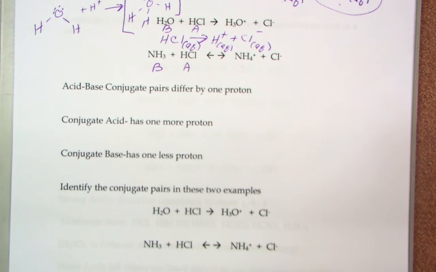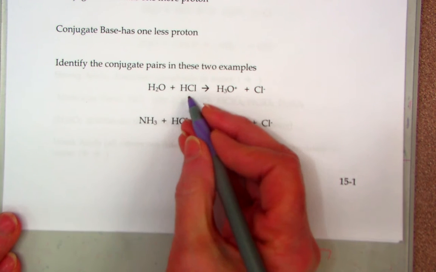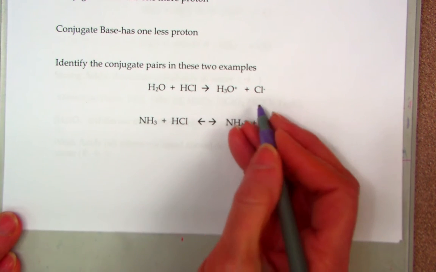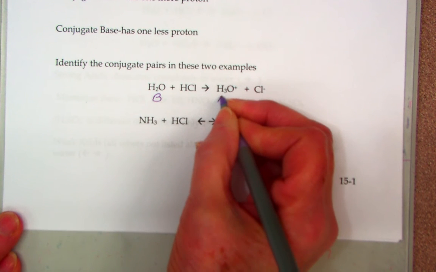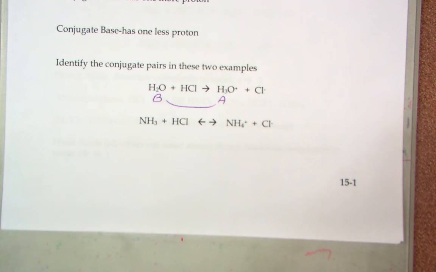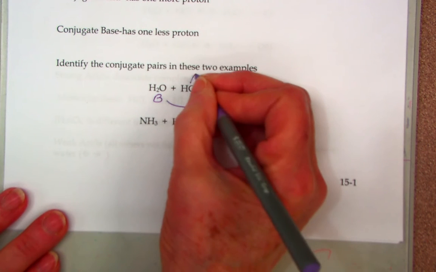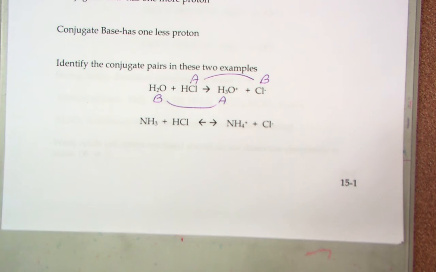Acid-base conjugate pairs are two things that differ by one proton. The conjugate acid has one more proton, and the conjugate base has one less proton. So if we look at this example, we have water and HCl making hydronium and chloride. So water, we said, was the base, and the hydronium is its conjugate acid. These two things differ by one proton. The HCl was the acid, and the chloride was its conjugate base. They differ by one proton.